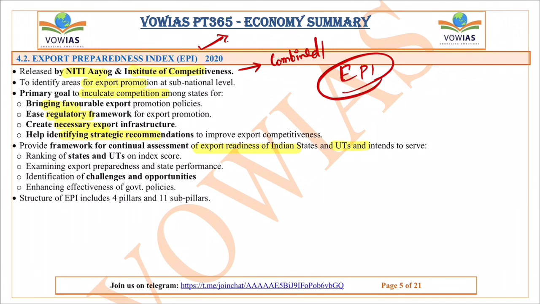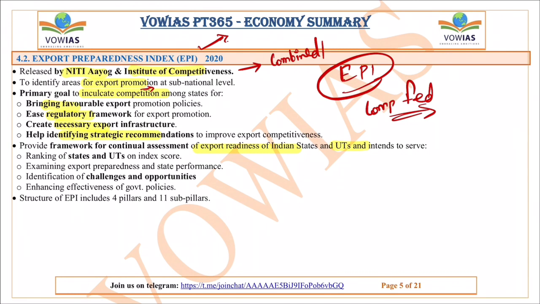The main aim of this index is to enhance the competition among the states. This is mainly in line with competitive federalism. If the competition among the states increases, then the efficiency of the country as a whole will increase. It will identify the areas for export promotion at the subnational level, that is at the state level. The primary goal is to inculcate competition so that the states improve among themselves, and ensure that they give the best deals for companies to come and invest.